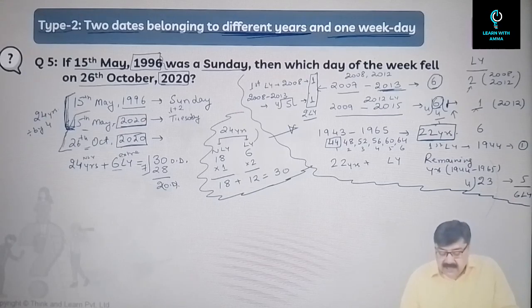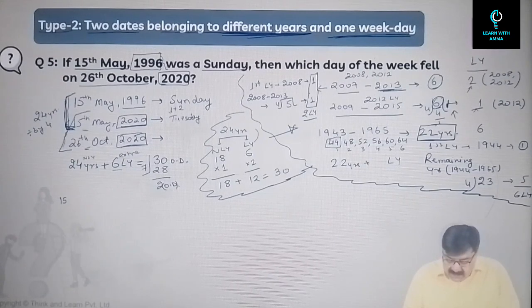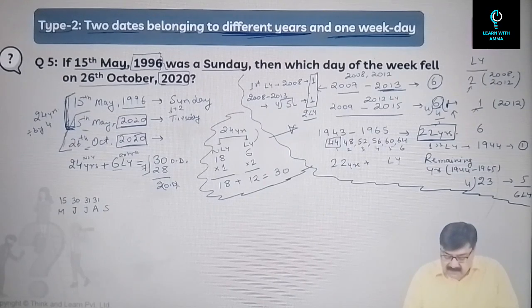15th May 2020 is a Tuesday. Then 26th October 2020 is what day? For which we apply the very method that we had learned here. 15th May, then we have June, 30 days, July, 31 days, August, 31 days, September, 30 days, October up to 26th October.